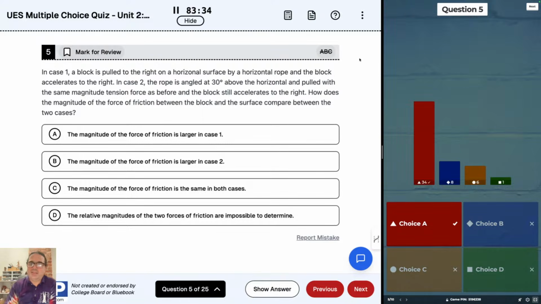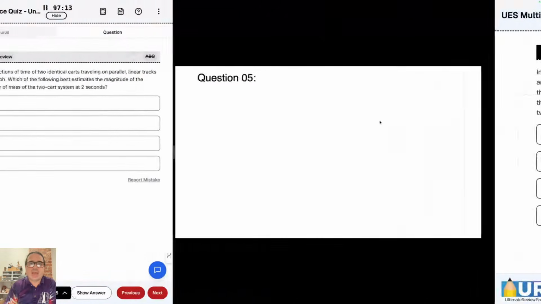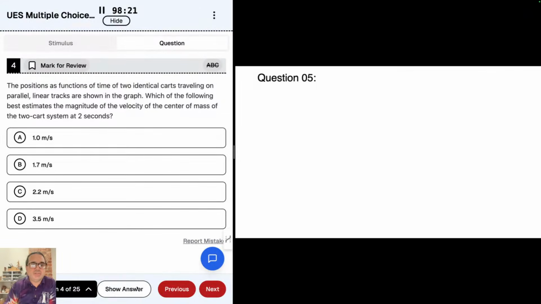All right, look at that. I like it. We got a lot of people getting the right answer, choice A. Okay, here we go. Question 5.